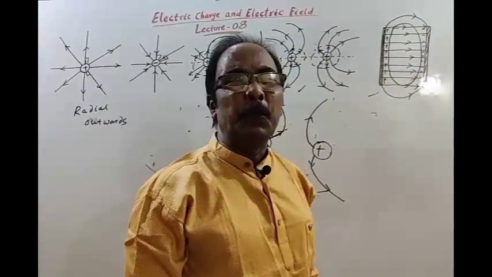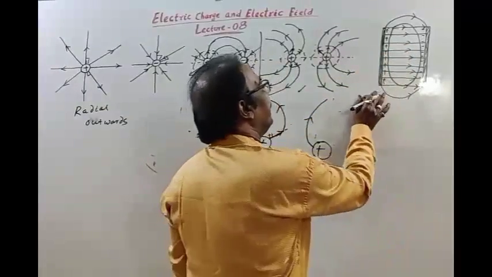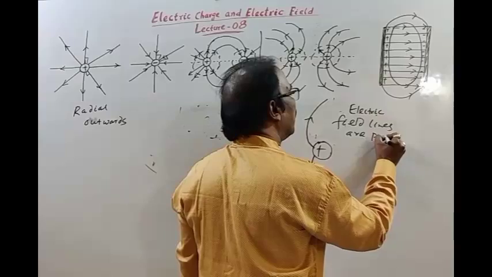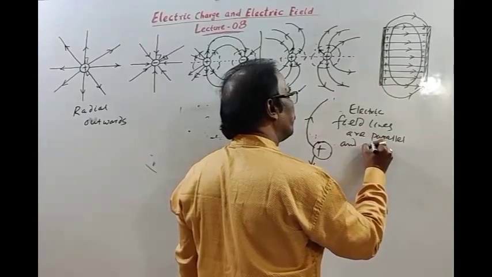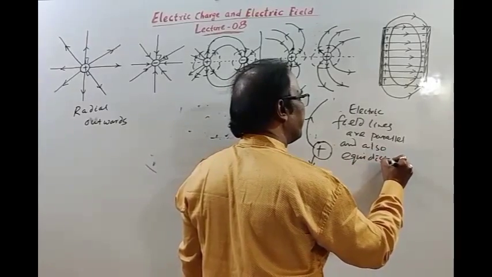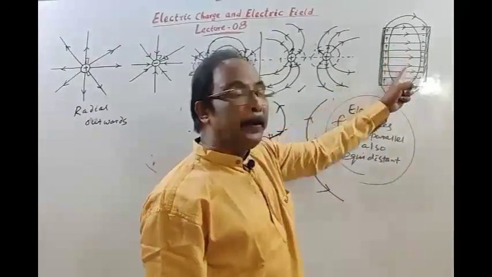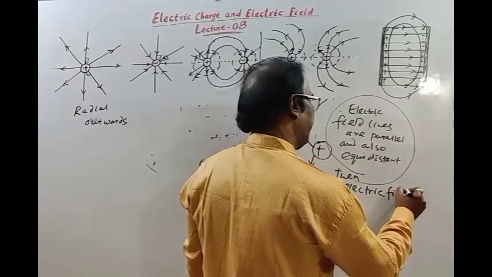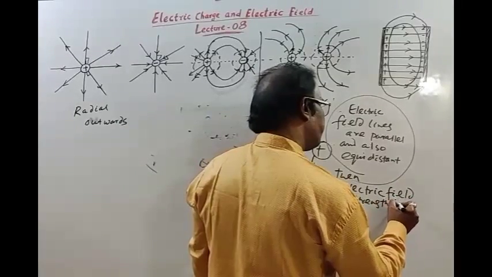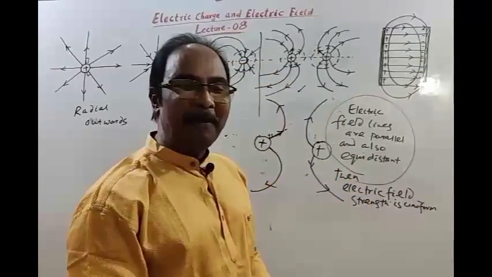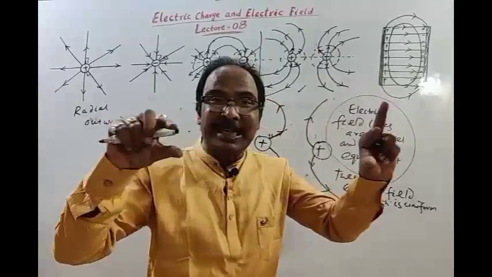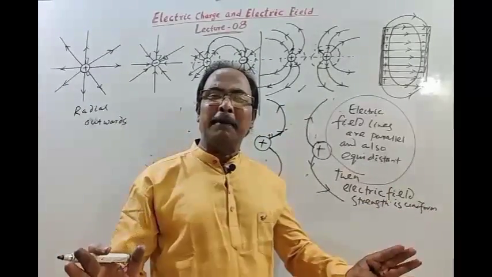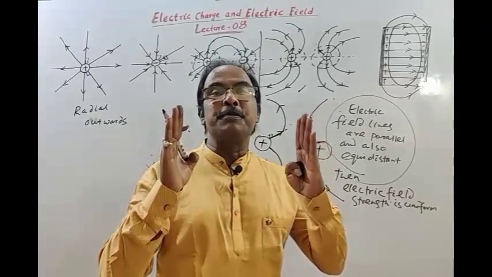In the space between two oppositely charged plates, electric field lines are parallel and also equidistant. Where electric field lines are parallel and equidistant, the electric field strength is uniform. Here electric field lines are parallel and equidistant, meaning the crowdedness is the same everywhere. So where electric field lines are parallel and equidistant, the electric field is uniform. Thus, a uniform electric field is produced between two oppositely charged metallic plates.